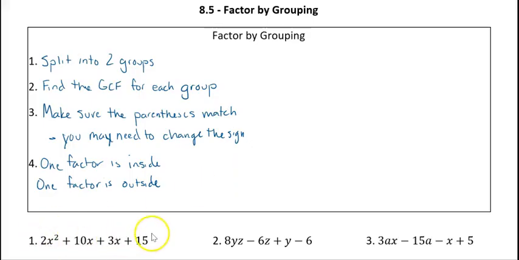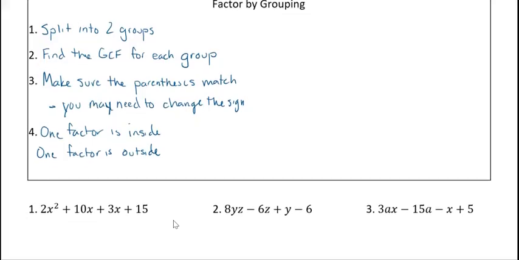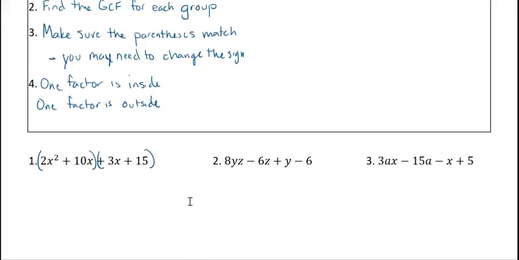Okay, so I have 1, 2, 3, 4. That process is going to look a little bit different. So my first step is we're going to split this into 2 groups, meaning I'm going to put this in parentheses, and the second two terms in parentheses. Okay, we're just splitting the terms in half. And now each group should have a GCF like we did on our first day.